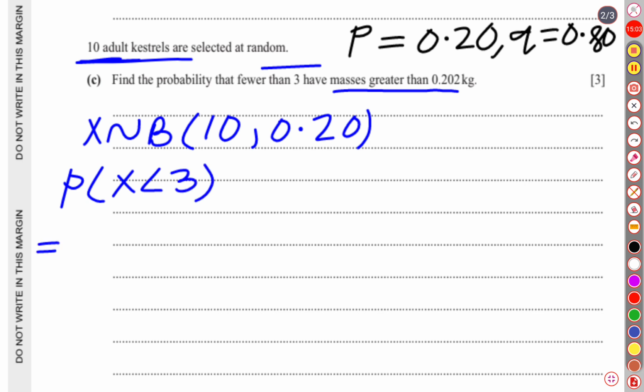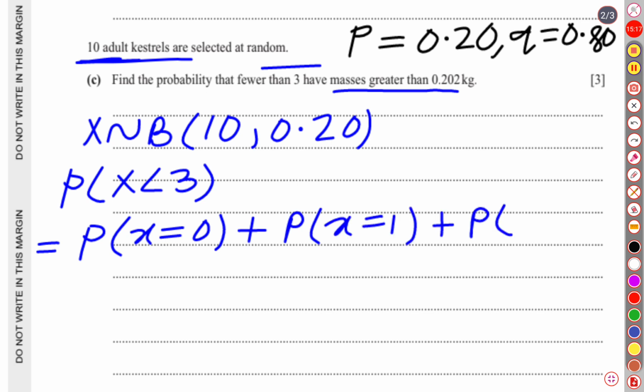For less than 3, it means x is equal to 0, or x is equal to 1, or x is equal to 2. So there are 3 probabilities to add. For less than 3, there may not be any of the birds, or one bird, or two birds. If we choose no one from 10, it is 10 choose 0. That means no bird has mass greater than 0.202.